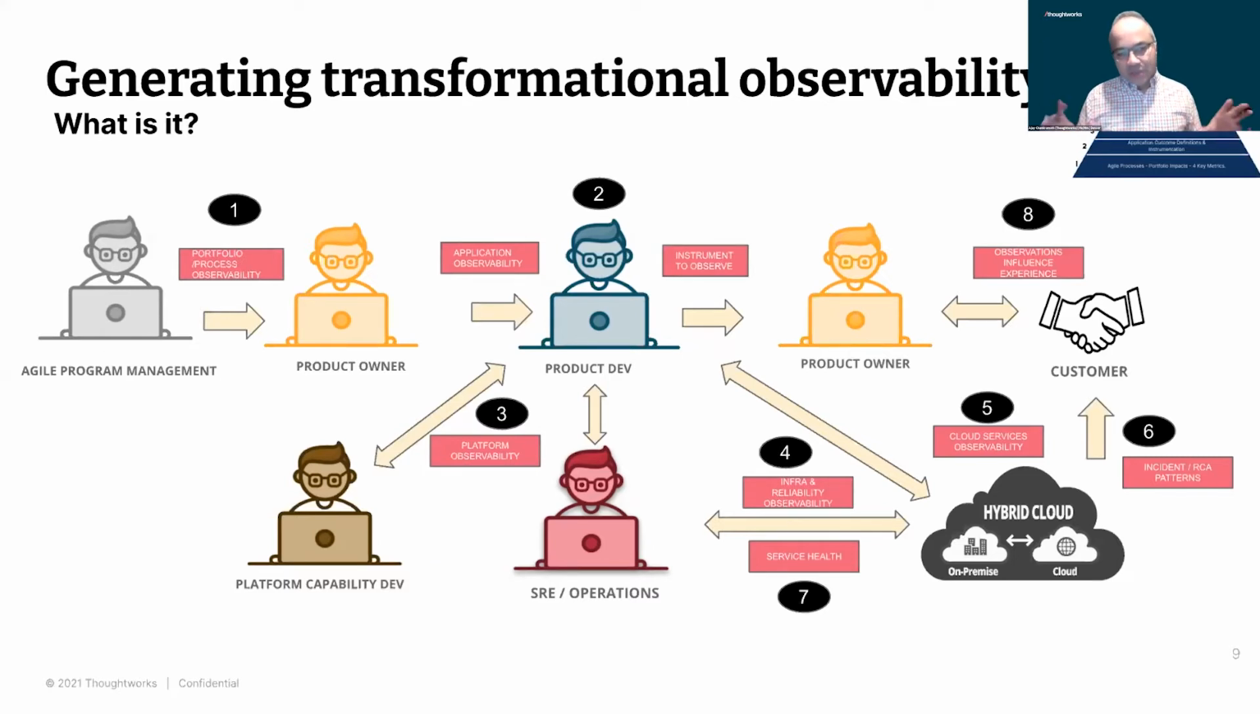So this is how we actually see this whole model fitting together. And when we talk about transformational observability, what we are really talking about is making sure that each step in this process is observed independently and then brought together as a single pane of glass so that you have a more holistic, coherent view of how things work.